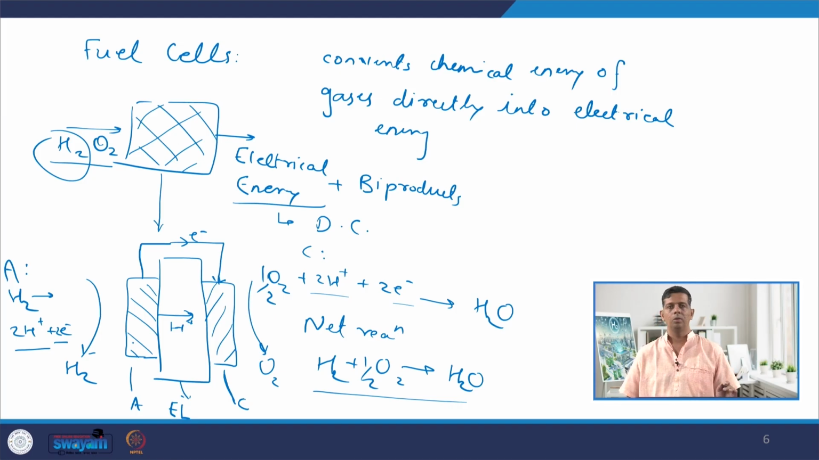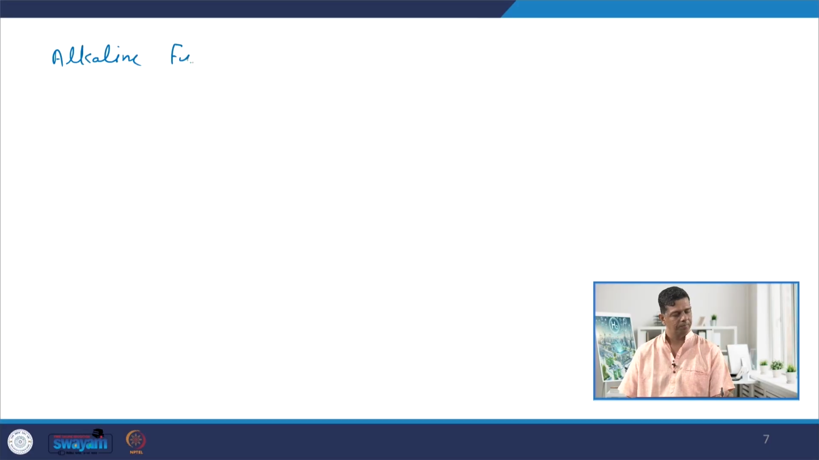However, we should understand that all these fuel cells or electrolyzers are always classified with respect to the electrolyte that is being used. For example, if you use a solid polymer as an electrolyte, it is called a proton exchange membrane fuel cell or proton exchange membrane electrolyzer. If we use an alkaline solution, it is called an alkaline fuel cell or alkaline electrolyzer. So, we will quickly see how these cells work. Let us first get with the alkaline fuel cell.